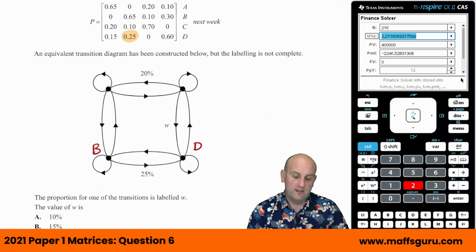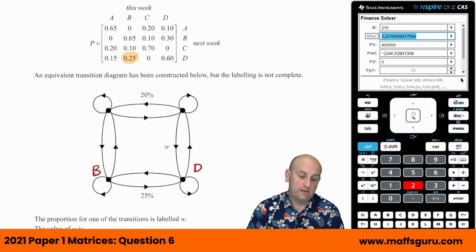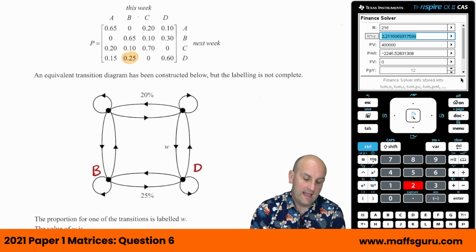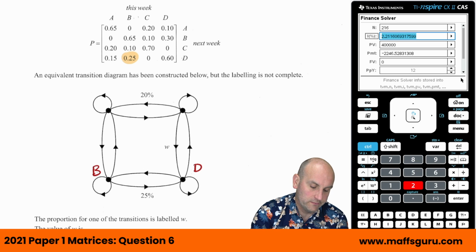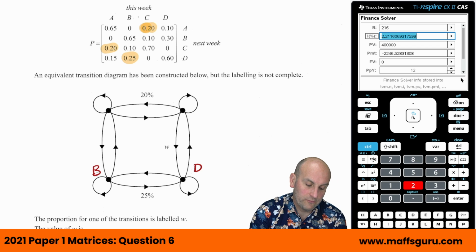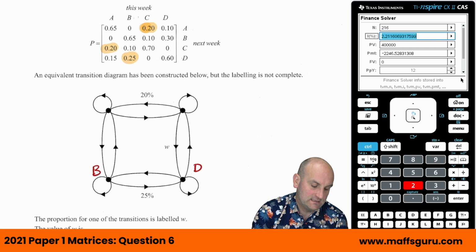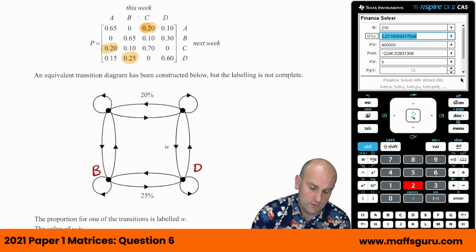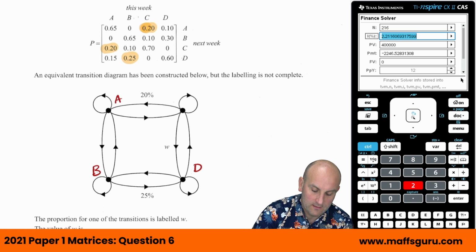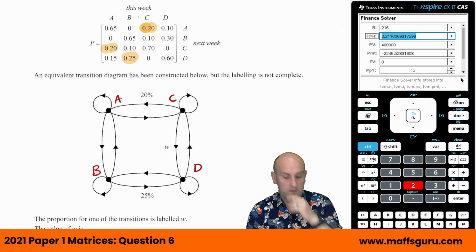Awesome. What were we trying to find? The value of W. All right. So we now had 20% going from one thing to another. And we look on our table and we're like, oh, hold on a moment. That's annoying because we actually have two 20% between C and A or A and C. So we could have A here and C here. That was certainly one of the choices.